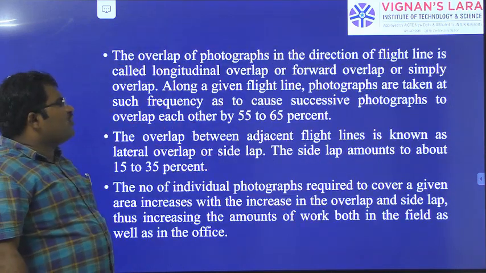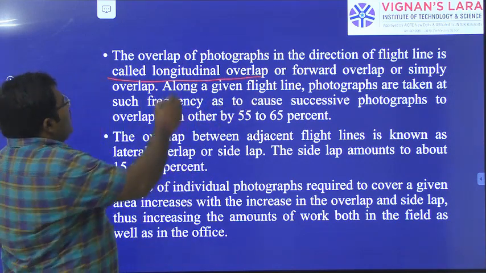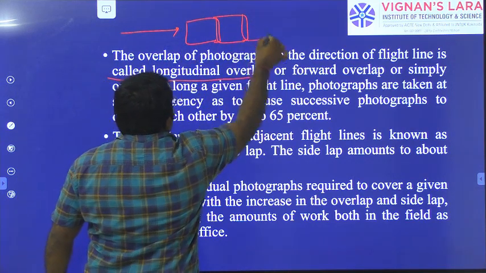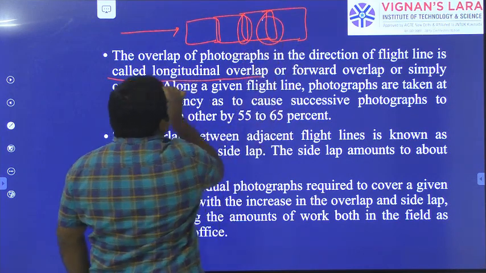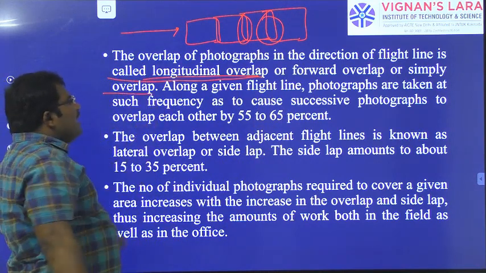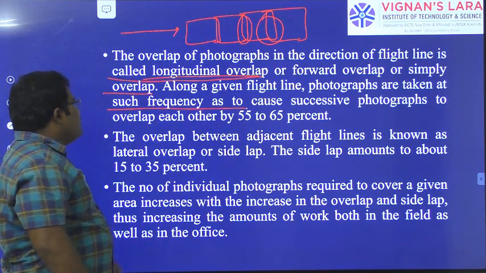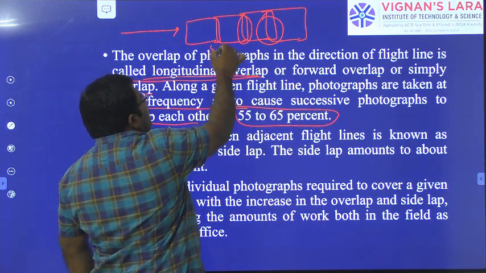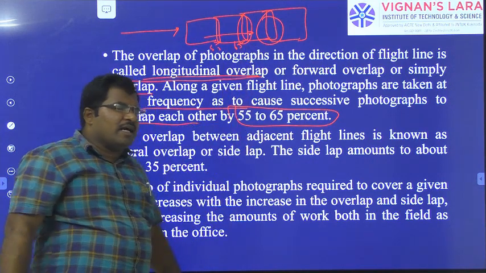The overlap of photographs in the direction of the flight line is called longitudinal overlap. That means if the flight is moving like this, the overlap is along this direction of flight. This overlap is called longitudinal overlap or forward overlap, or simply overlap. Along a given flight line, the photographs are taken at such frequency that successive photographs overlap each other by 55 to 65%. We have to have this longitudinal overlap to get an exact and correct map.